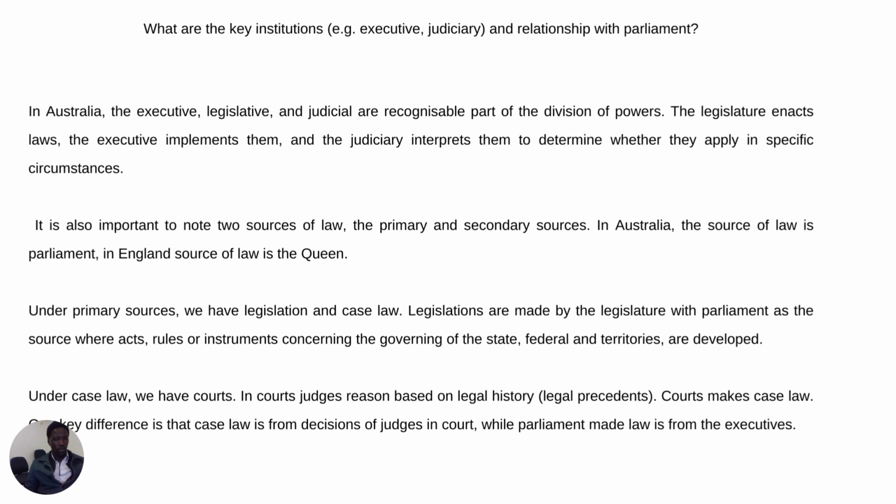Under the primary source of law, we have legislation and case law. Legislation is made in Parliament by the executive. When a bill is introduced to the Parliament, it goes through a process of first reading, second reading, and third reading, and then is finally assented to by the Governor General upon passing in Parliament.